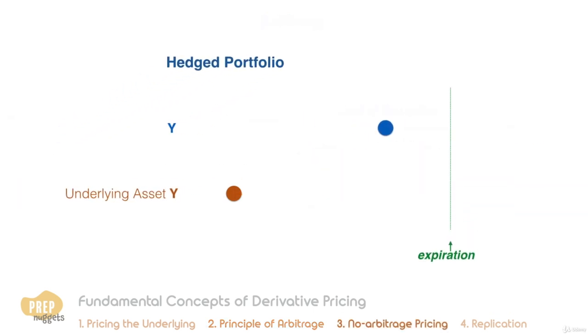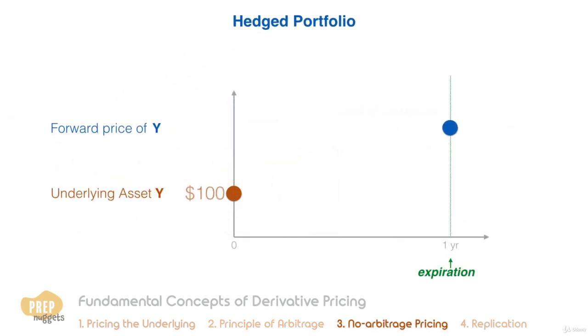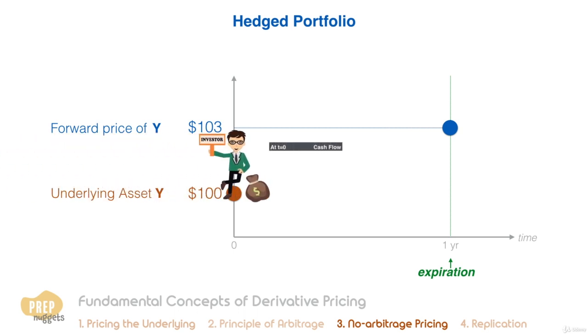Let's say there's an asset that's traded at $100 at time zero. At this time, a forward contract that expires in exactly 1 year is priced at $103. So an example of a hedged portfolio is if an investor longs the underlying asset at $100 at time zero and simultaneously enters the short position of the forward at a contract price of $103. Since there is no cash flow involved at the initiation of the forward, the net cash outflow from the investor at time zero is $100.